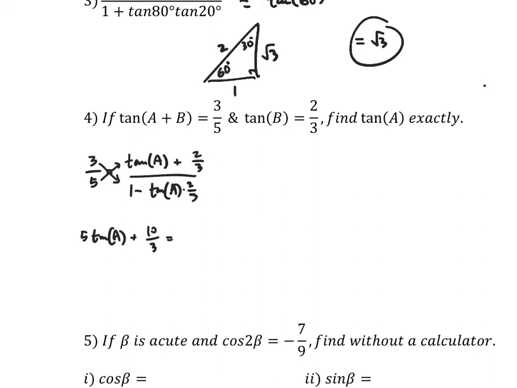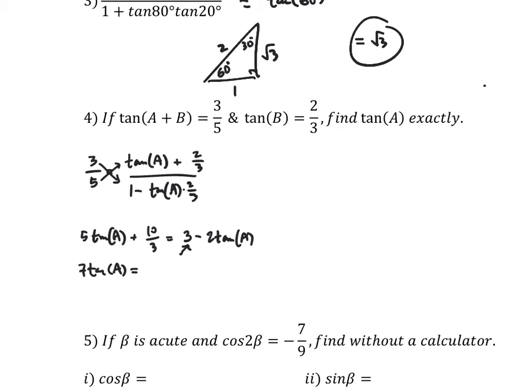And 3 crossed with the denominator would be 3 minus, now 2/3 times 3 would be 2. That'd be 2 tan A. All right, so I'm going to add 2 tan A to the left. That makes this 7 tangent of A. And I'm going to subtract 10/3 from the right. Well, this is 9/3.